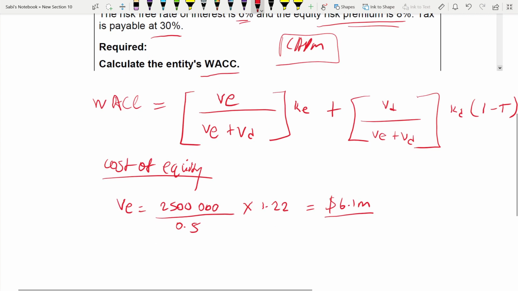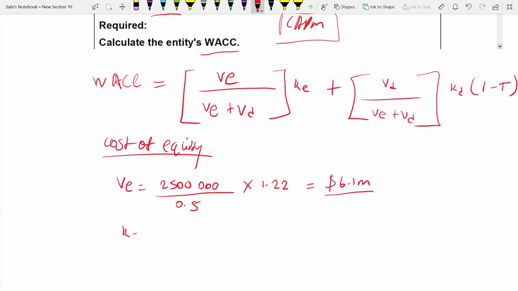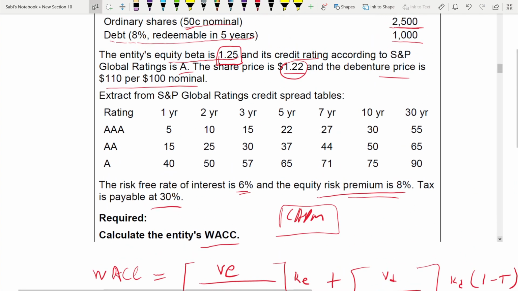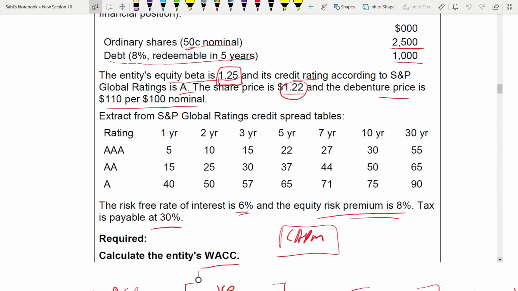Cost of equity. Now, what is KE? Just use your CAPM model. What is your risk-free rate? 6% plus equity beta is given as 1.25 into 8%. Just the risk premium only. No need to do 8 minus 6.